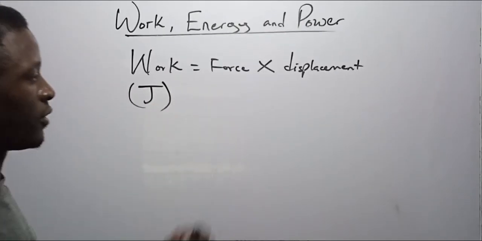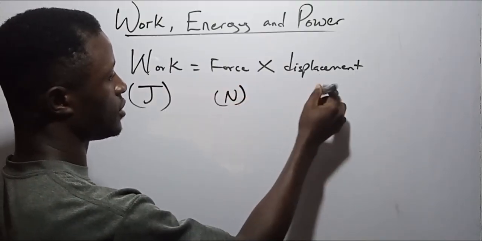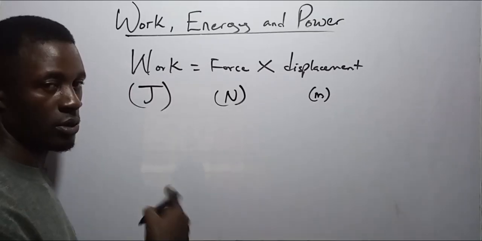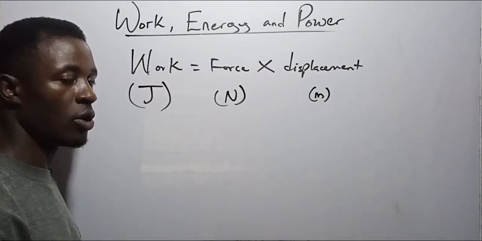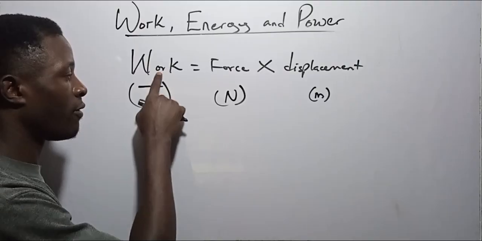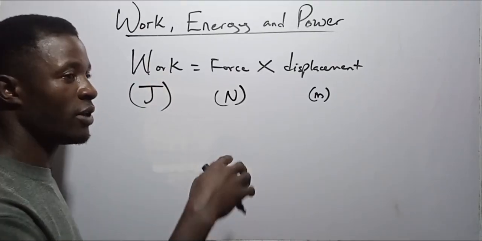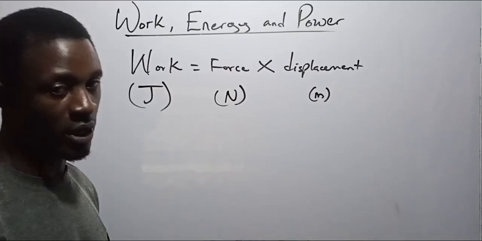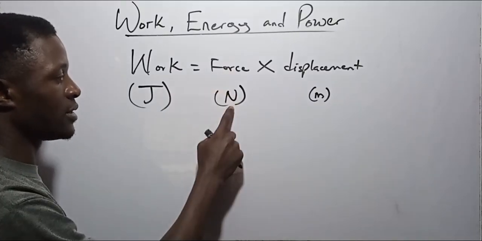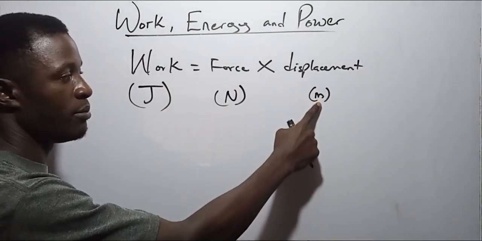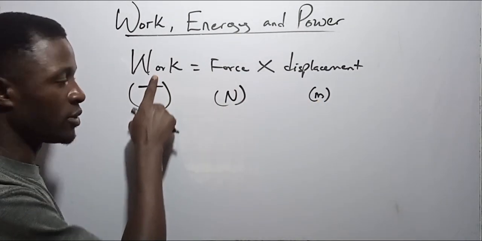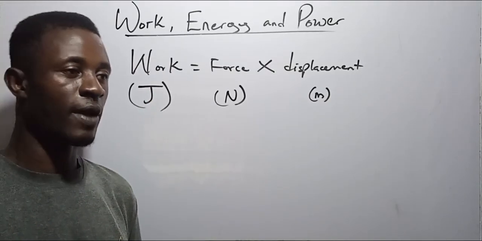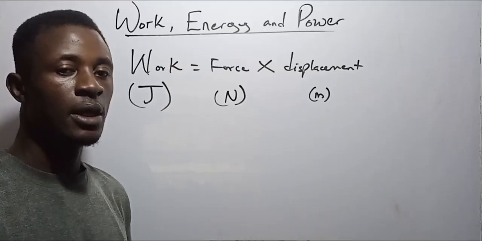J. The unit of force is Newton, and the unit of displacement is meters. So if you give your answer for work in joules, you are correct. And if you give your answer for work in Newton meters, you are still correct. So the unit of force is Newton, the unit of displacement is meters, while the unit of work is joules.